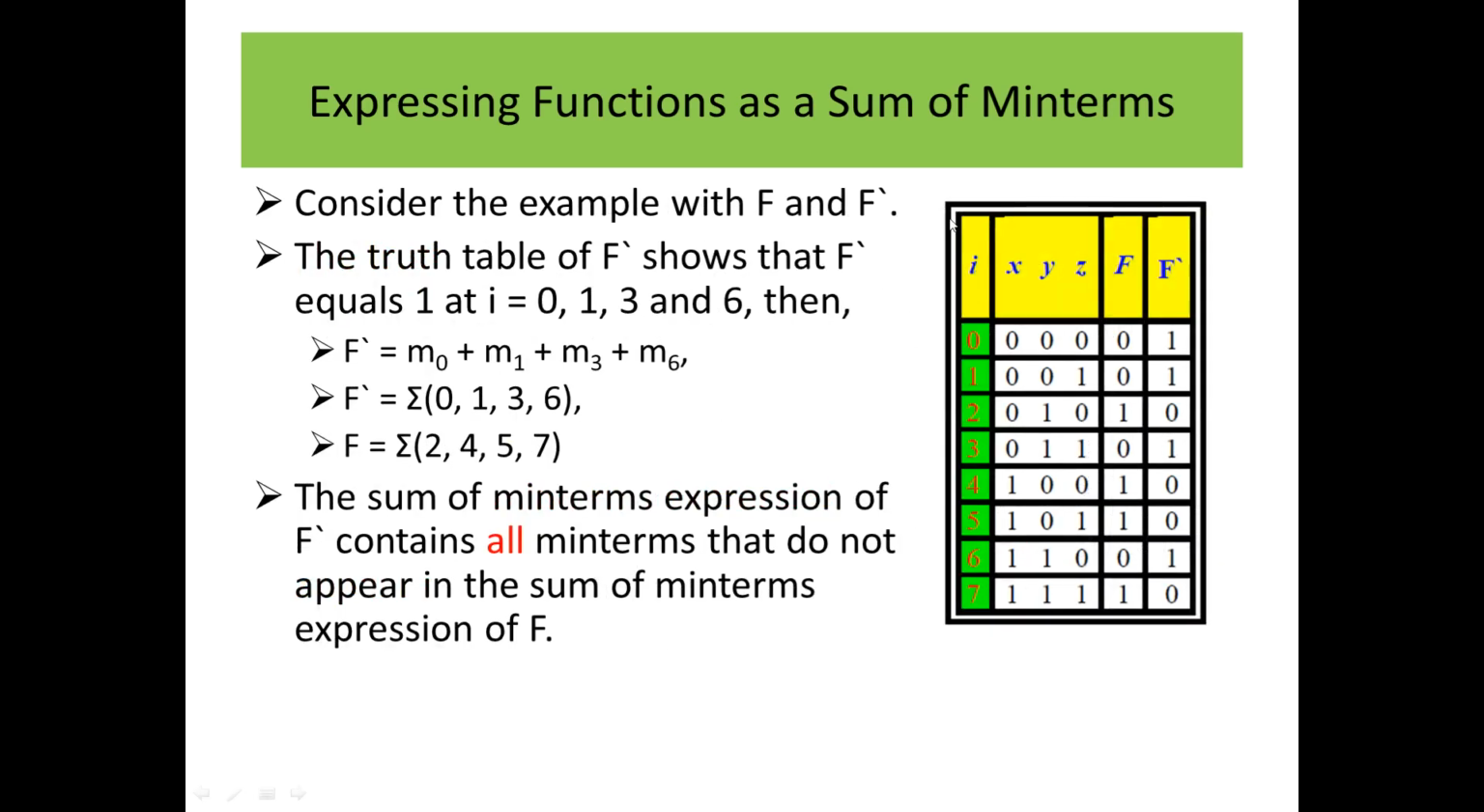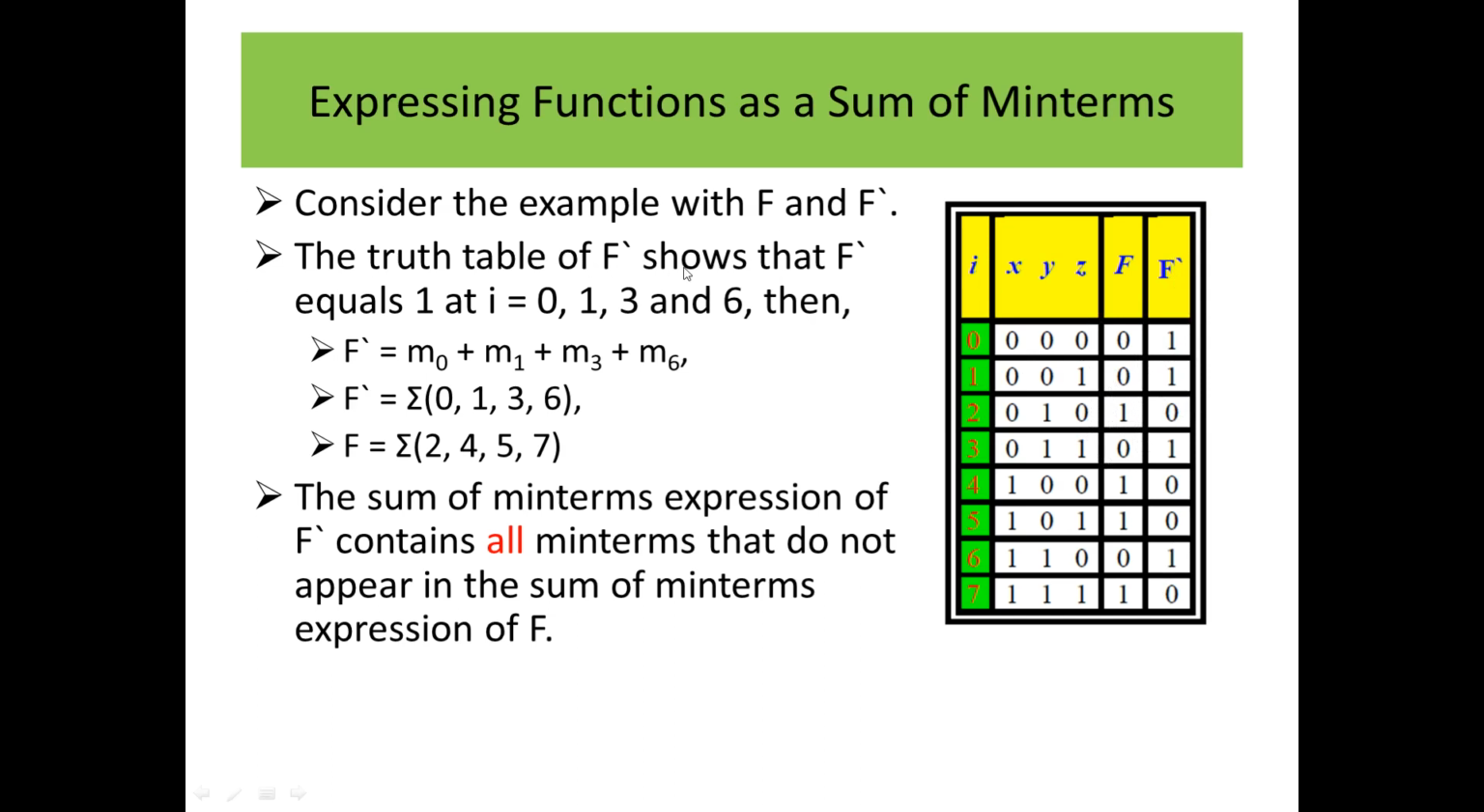Consider the example with f and f bar. Now, students, look at this truth table. There is an output column f. There is another output column f bar. F bar is the complement of f. If f is having the value 0, f bar will be having 1. If f is having value 1, then f bar will be having 0. Similarly, you complete this truth table. This is a given example.